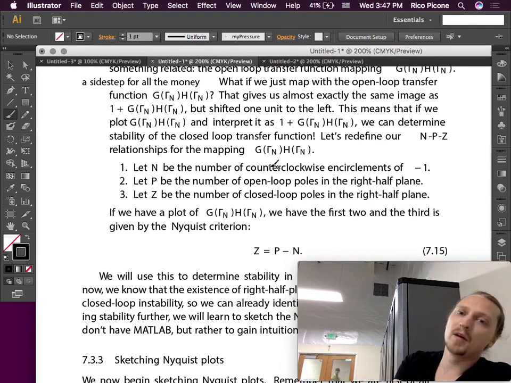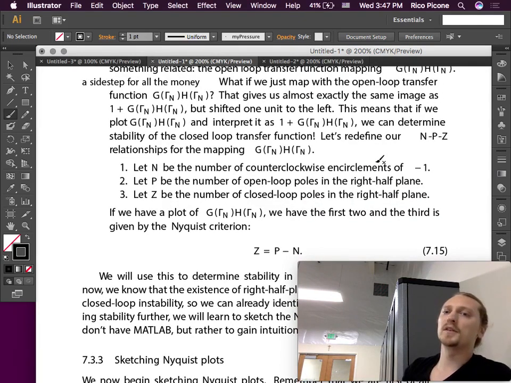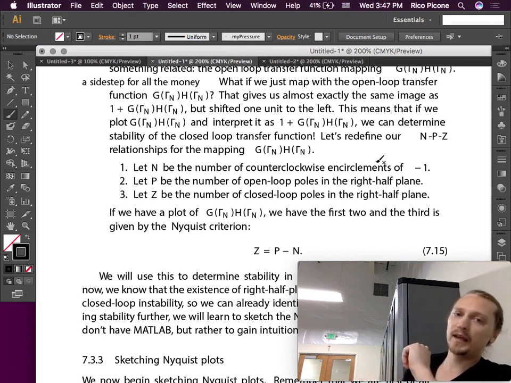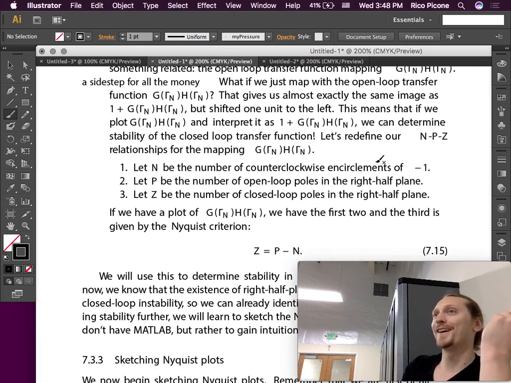Let n be the number of counterclockwise encirclements of -1. Instead of being counterclockwise encirclements of 0, we've got this sidestep of the 1, so we have to define it to be the number of counterclockwise encirclements of -1. Let P be the number of open loop poles in the right half plane. Let Z be the number of closed loop poles in the right half plane. We want to know Z, right? That's the big one we want to know.